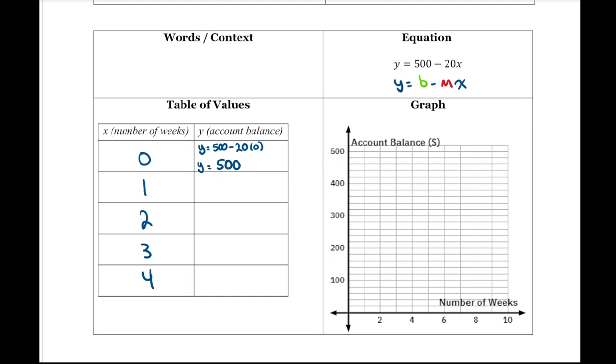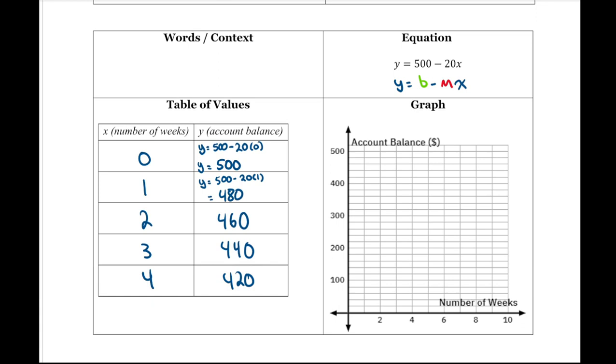For when we have 1 week, we could do the same thing, y equals 500 minus 20 times 1, and we get 480. Which makes sense because we're decreasing by $20, or by 20, every time. Now you don't need to show this work in each box. It might be helpful for the first two, and then you figure out what the pattern is, or what you're decreasing by every time. So I'm going to decrease by another 20, get to 460, 440, and then 420.